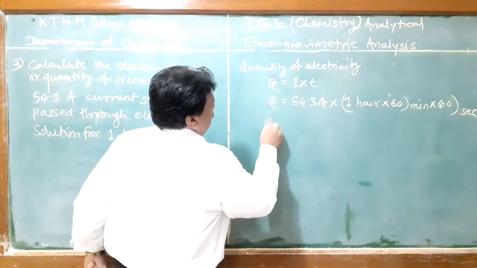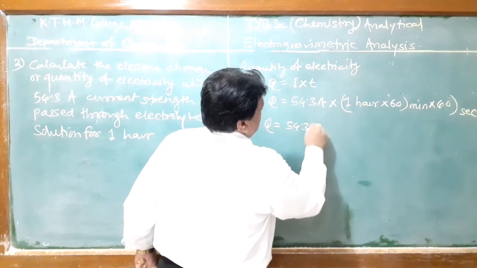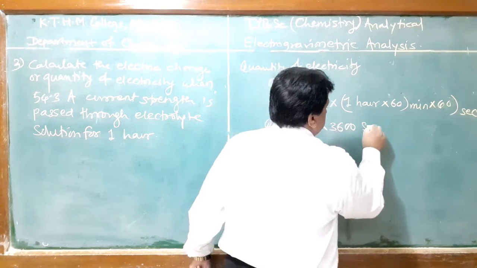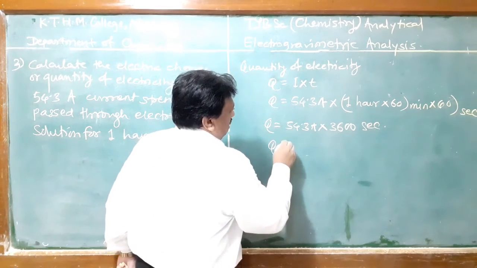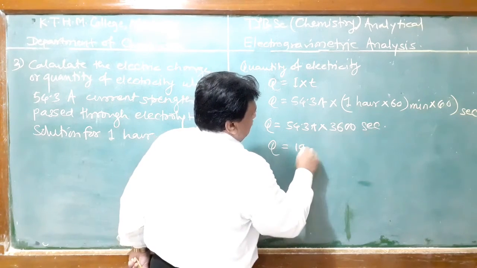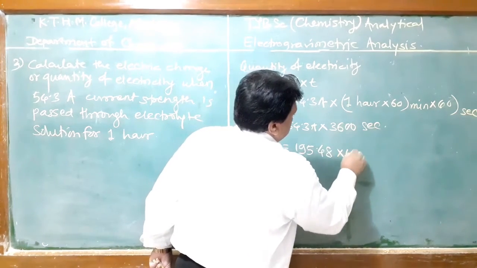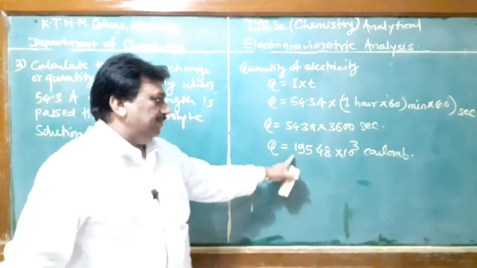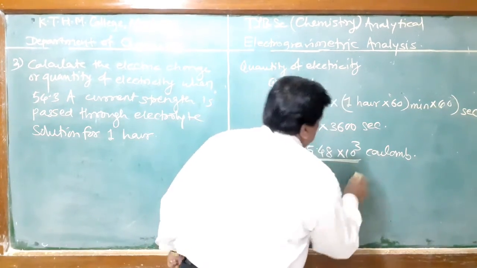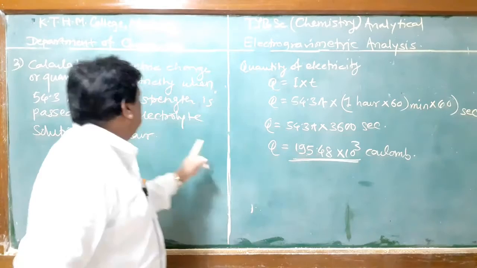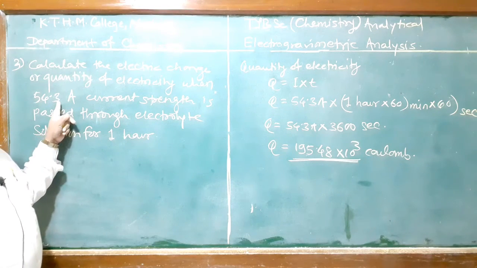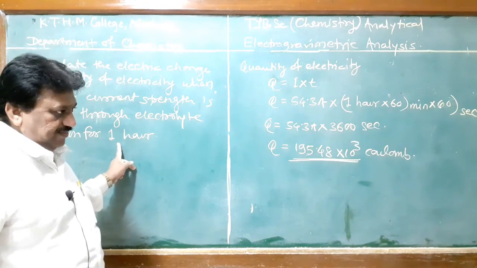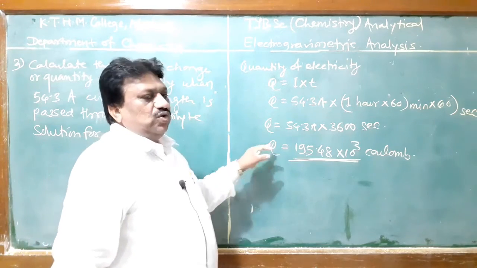Therefore, finally Q is equal to 54.3 ampere into 3600 second, and product of this equal to Q is equal to 195.48 into 10 raised to 3 Coulomb. Product of ampere into second is the Coulomb. Therefore, here this much number of coulombs are associated with 54.3 ampere current strength when we pass for 1 hour through the electrolyte solution. Now we can convert this quantity into Faraday.